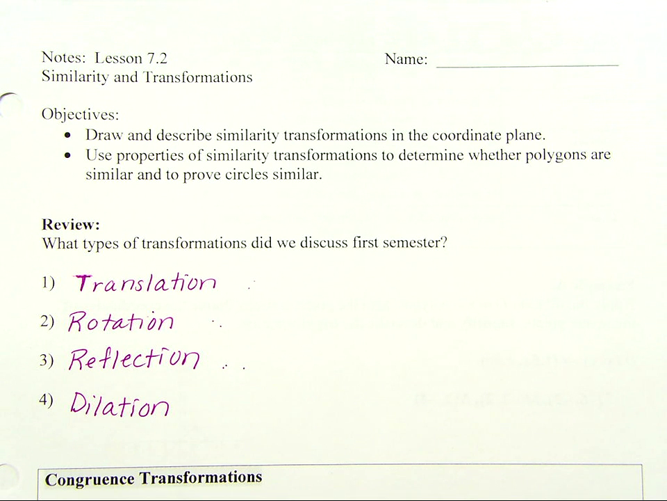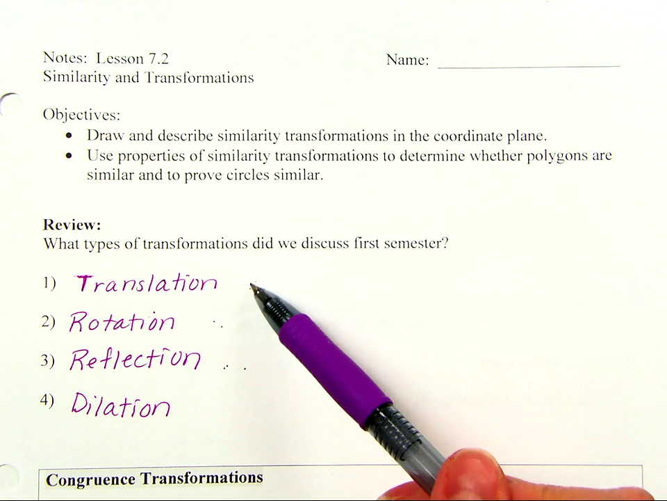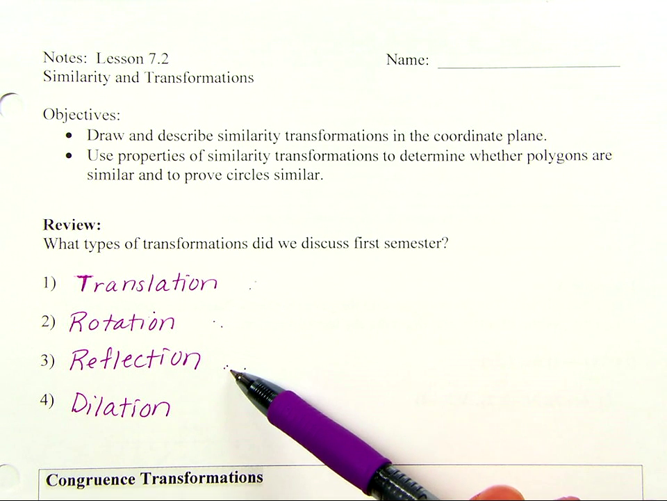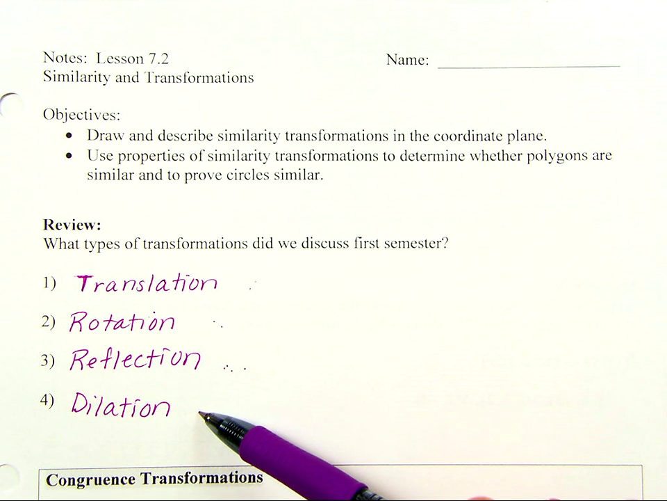In lesson 7.2, we are going to be talking about similarity and transformations. And I'll remind you that we did talk about transformations in first semester at the beginning of chapter 4. We had discussed the translation, the rotation, and the reflection, that of which many of you are familiar with from your middle school geometry units. And we added one more called the dilation.